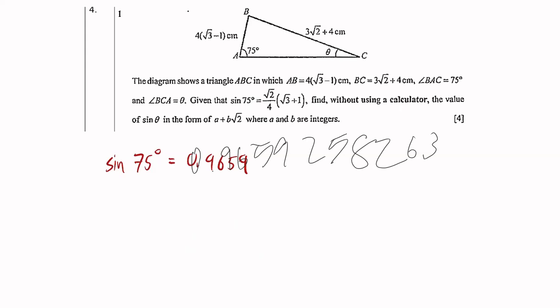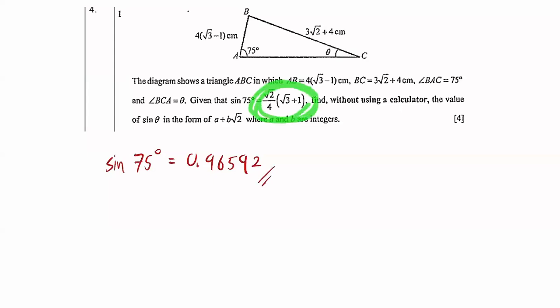Okay, good. So we don't care about how it came about. Where did this formula come from? You can Google online. How do you get this? Send me a message if you really want to know how this was derived, and I'll send you a video link. Just use it for now. Now, without using a calculator, find the value of sine theta in the form of a plus b root 2, where a and b are integers.